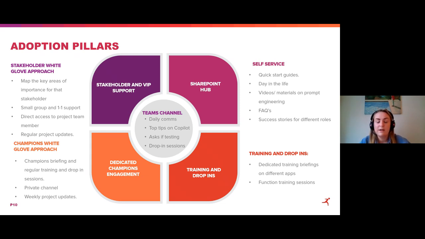At WM, we're big advocates of having a robust change and adoption approach, and those come in the form of communication. If we look right in the middle of this visual, we believe that having a Teams channel for your Copilot cohort is going to be critical to getting the right communications and messages to them, the right top tips, any asks, if we are asking them to test or share feedback, and letting them know about the upcoming drop-in session.